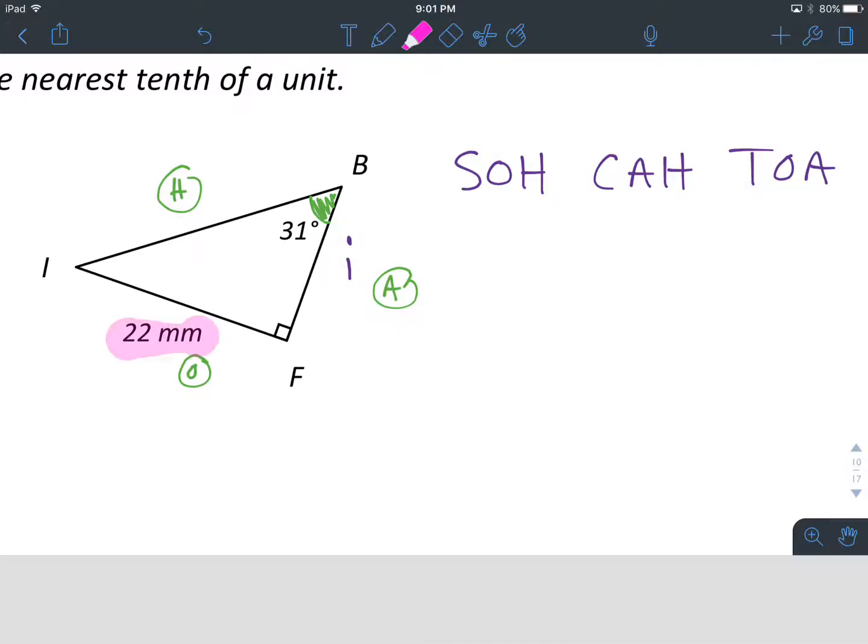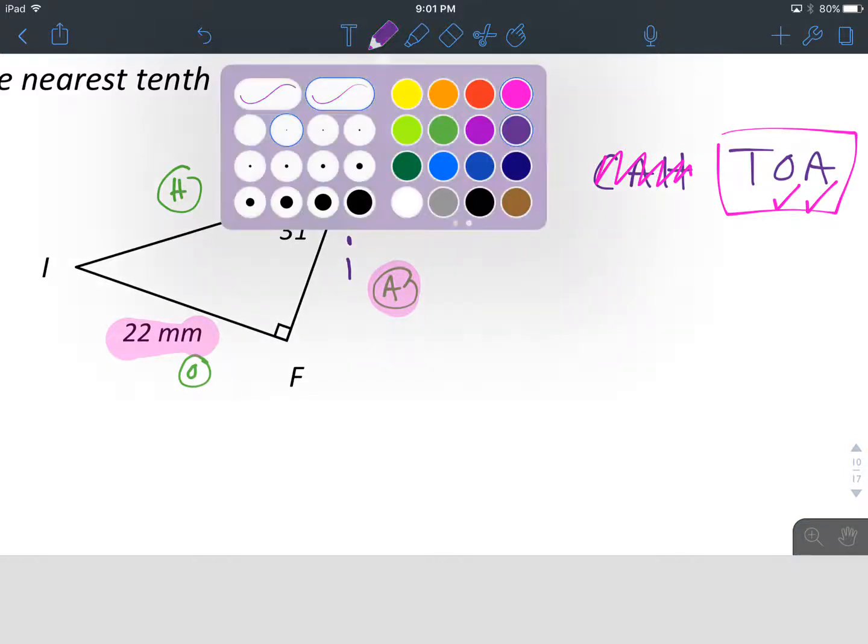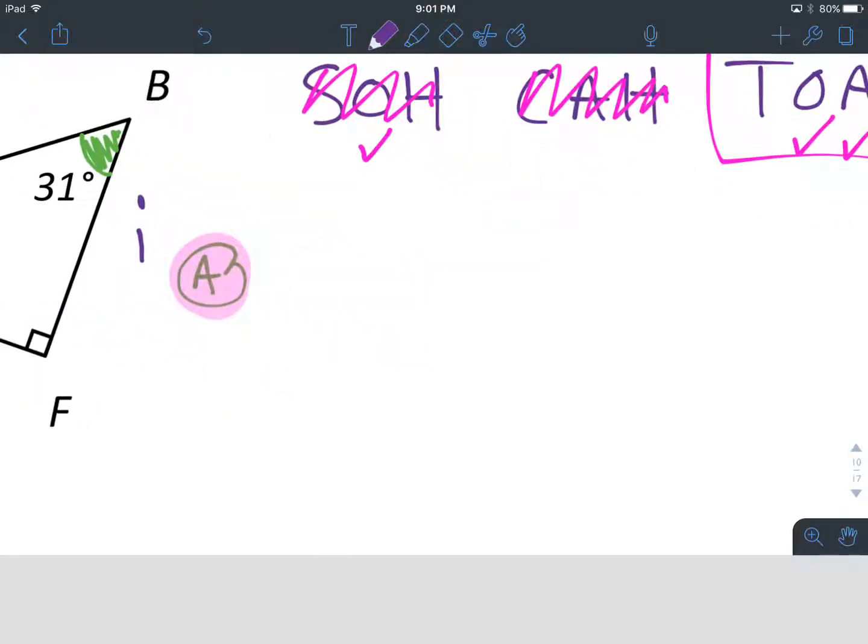So what side do we have already information for? We have opposite. So I'm going to put a little check mark under the O's. Sorry, cosine, not you today. And what side do I want? I want my adjacent side. So that's going to be tangent that we use. So I'm going to write out a bare bones version of tangent. So the tangent of angle B is equal to the opposite side over the adjacent.